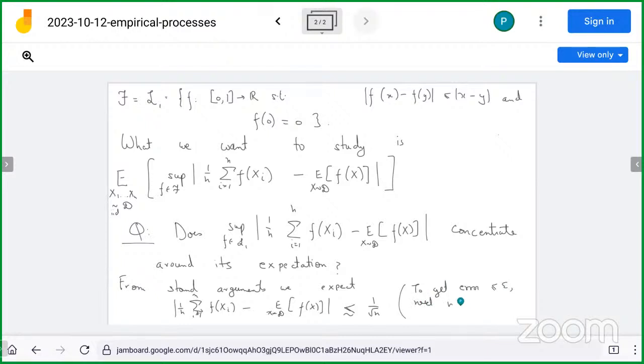And the concentration result will let you do the error probability thing much faster. So to get error epsilon with probability one minus delta, it will be 1 over epsilon square times log. But the 1 over epsilon square you can... So both of them are slightly confused. So what is wrong with this argument?